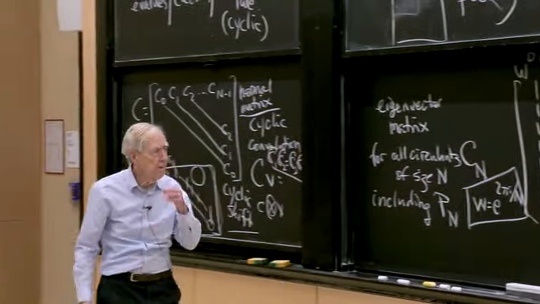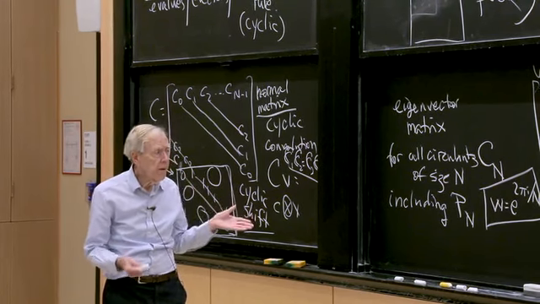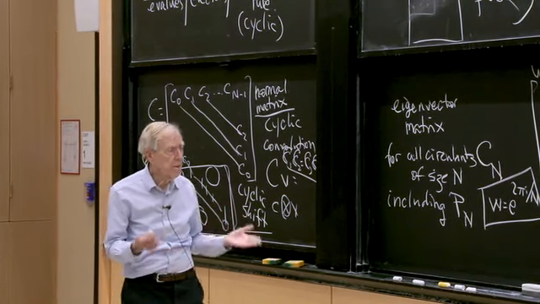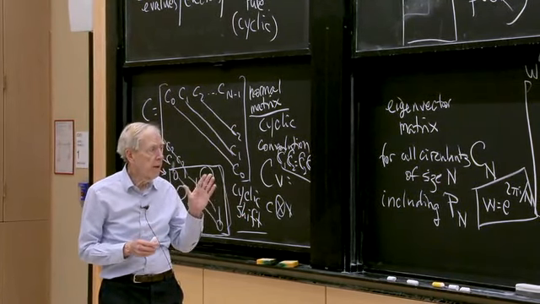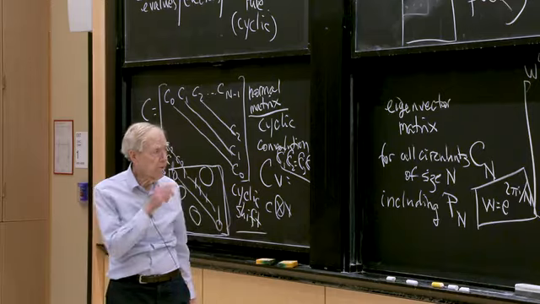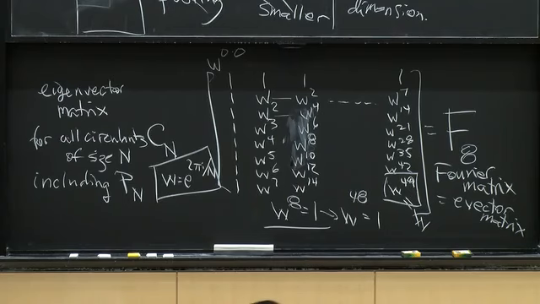Every column, every entry in the matrix is a power of W. And in fact, that power is just the column number times the row number. Yeah, so those are the good matrices.